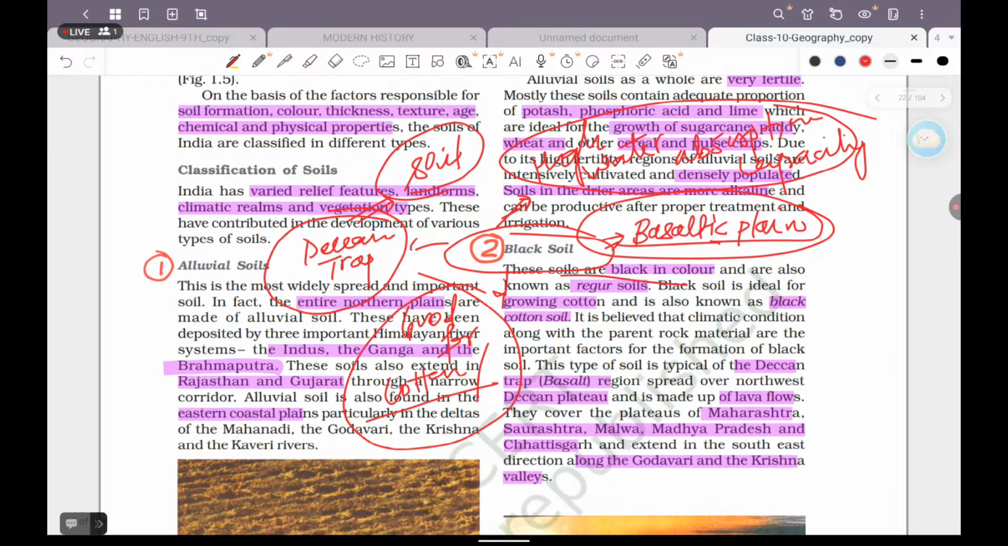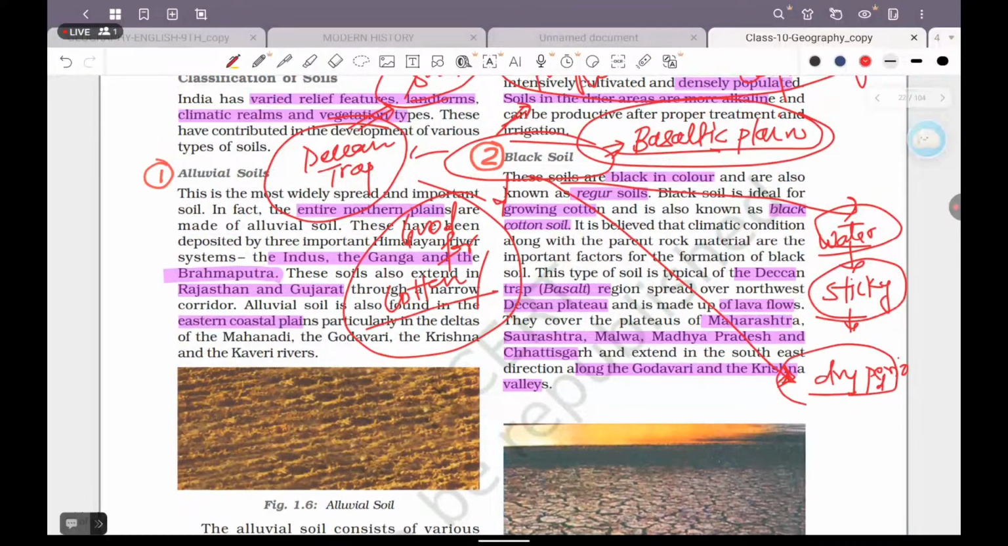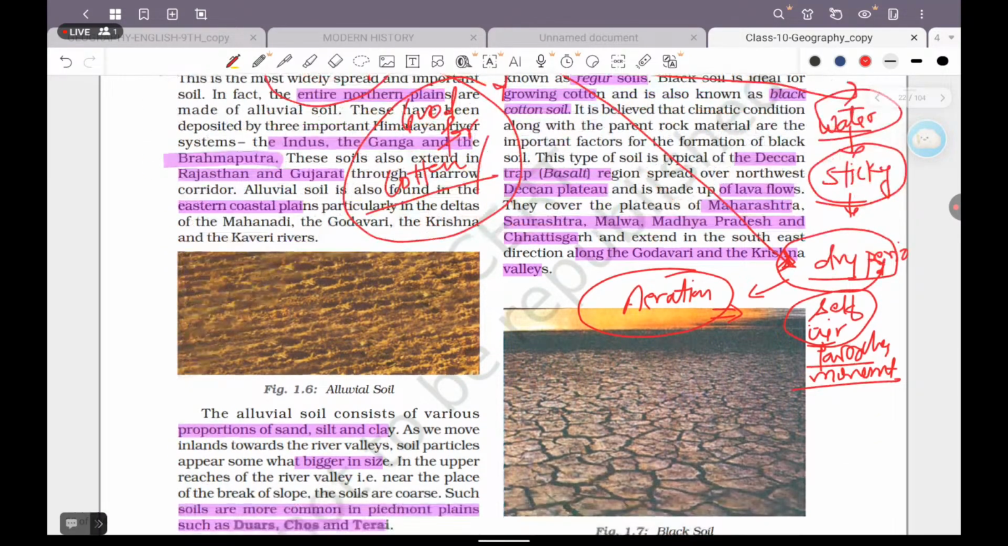It means when this soil absorbs water, it becomes sticky, and at that time it is not suitable for cultivation, whereas during the dry period, aeration happens. It means this soil does self-aeration, with movement of air and particles, and in the dry season, gaps form in the soil.